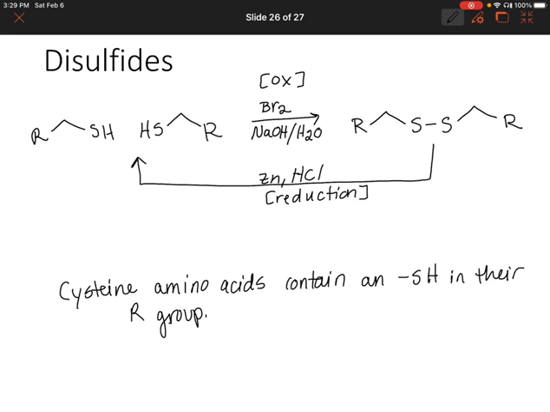And if you have, let's say, an amino acid chain, and you've got some thiol groups kind of coming off, those can combine together to create a disulfide bond, and this will hold the chain of amino acids in a particular shape.